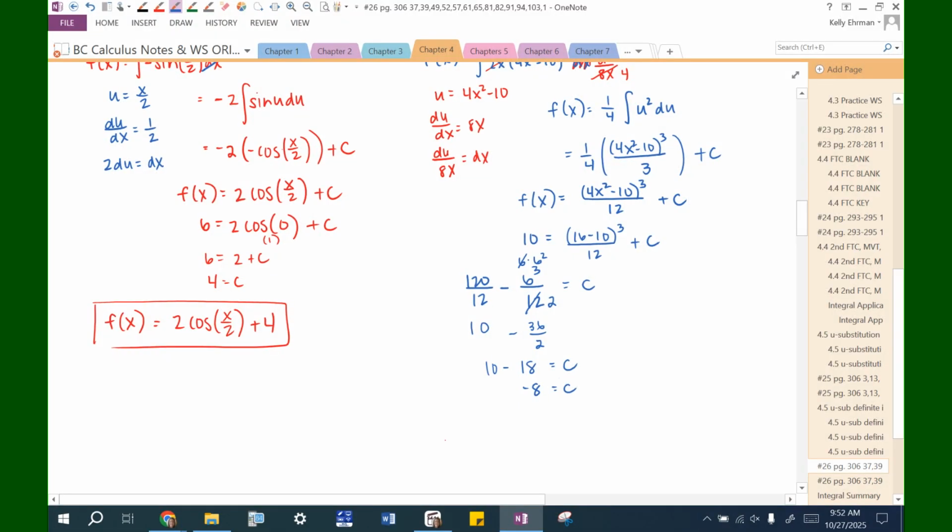All right, so I guess I didn't need this. I'm going to change this back to 10. All right, so anyway, what is f of x? So f of x is (4x squared minus 10), the quantity, to the third power over 12. Instead of plus c, now I know it's minus 8.